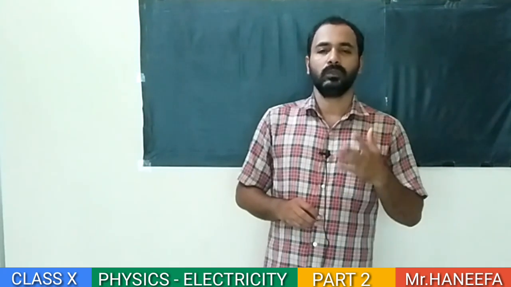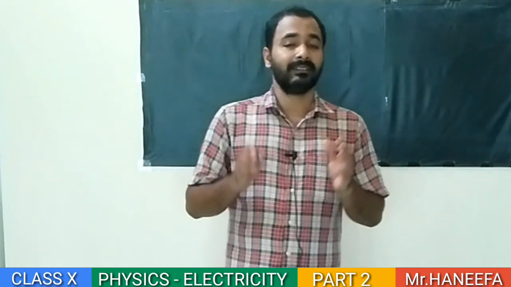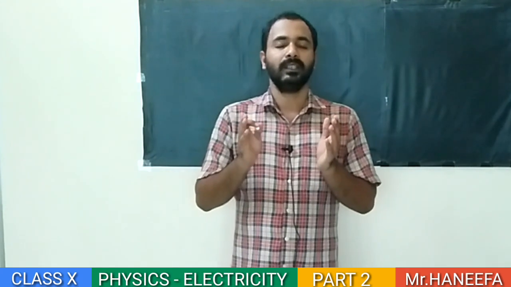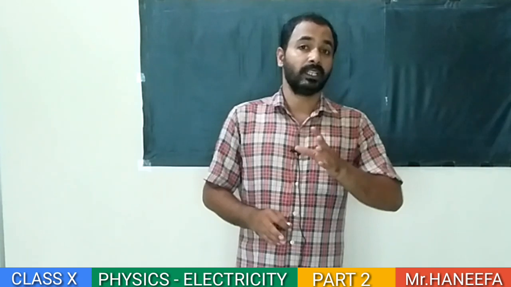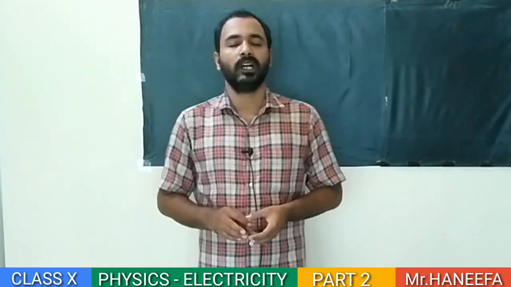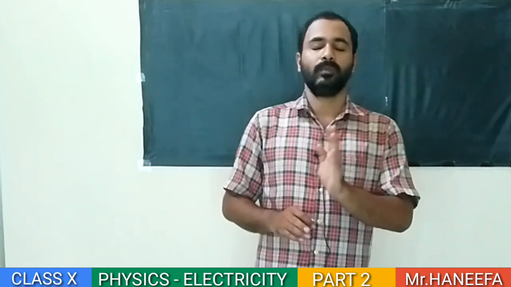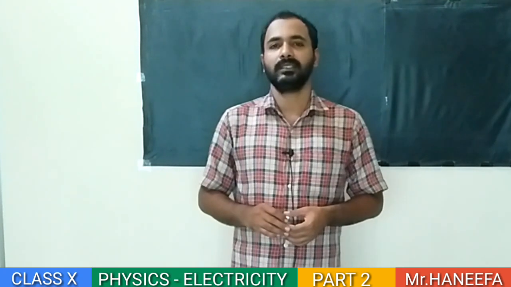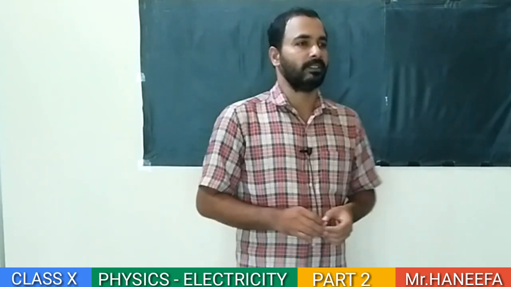Okay. So then we discussed what is an electric circuit. Electric circuit is a closed and continuous path of electric current. Electric current flows from positive to negative. Electric charge or electrons flows from negative to positive. Okay. So in today's class, we have to discuss electric potential and potential difference.